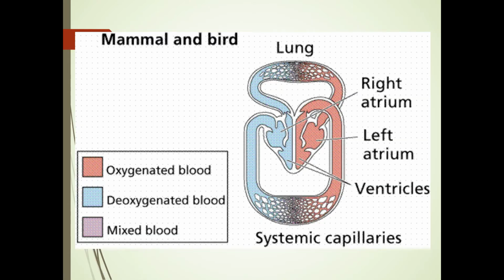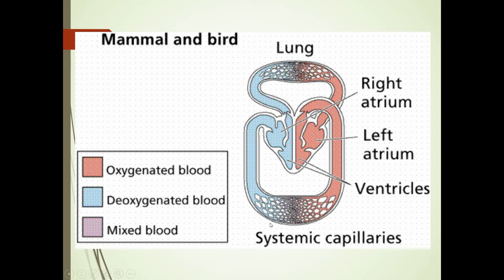Okay, mammal and bird. We are actually a mammal, so we can see the difference here. We have four chambers, that consist of two atria and two ventricles. You can see there is a septum here to divide the oxygenated blood and deoxygenated blood. This one is for mammal and also for the bird.